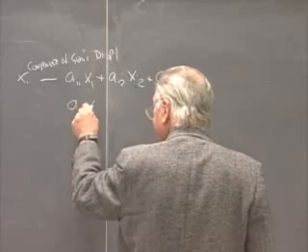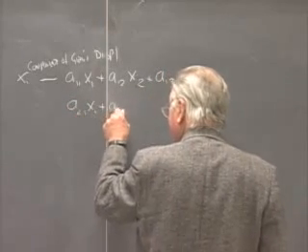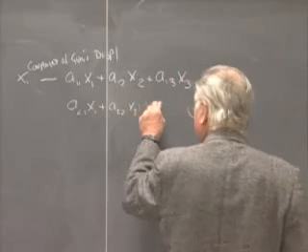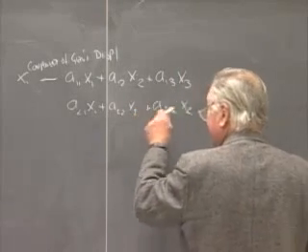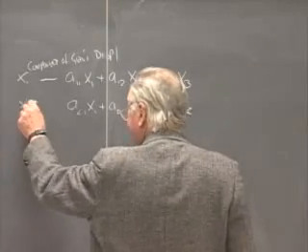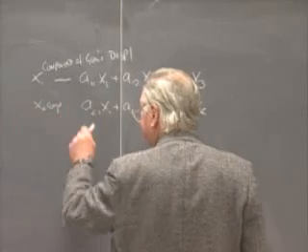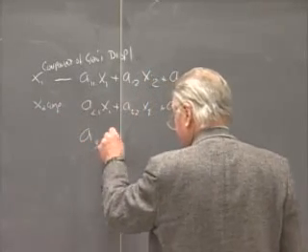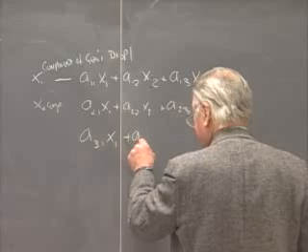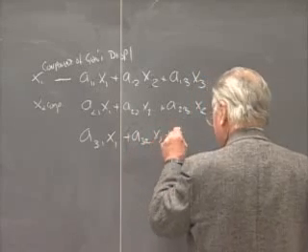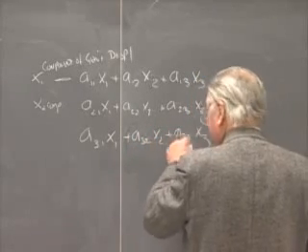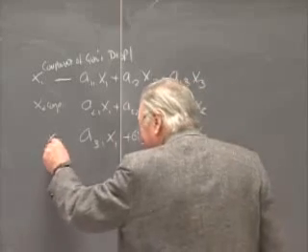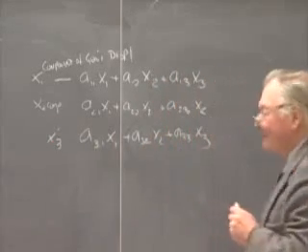Similarly, a21x1 plus a22x2 plus a23x3 is going to be the x2 component. And a31x1 plus a32x2 plus a33 times x3, guess what? That's going to be the x3 component of the displacement.